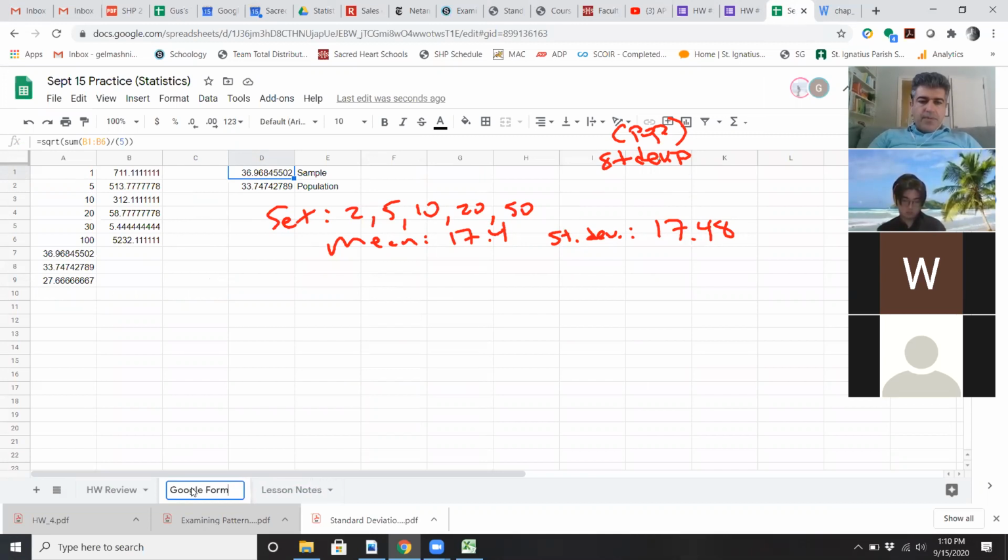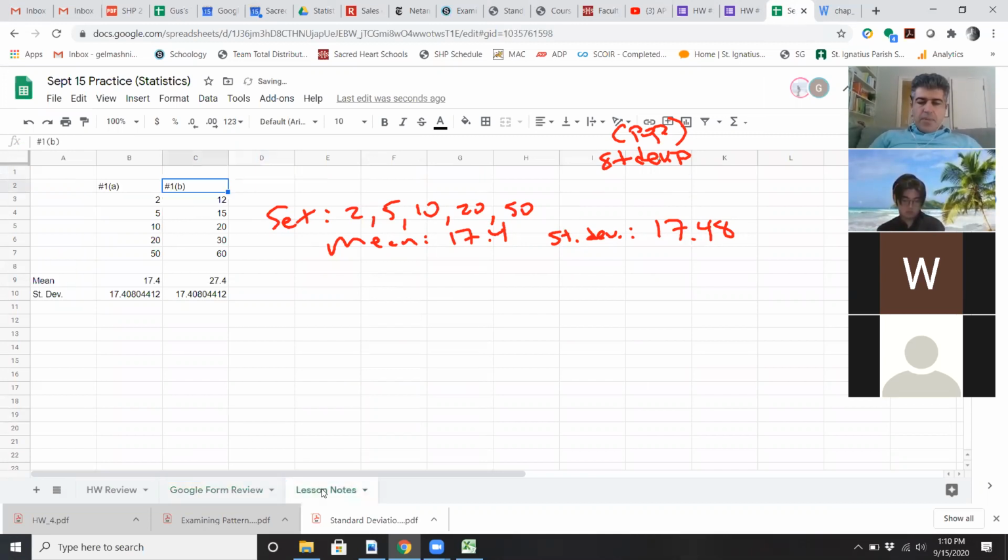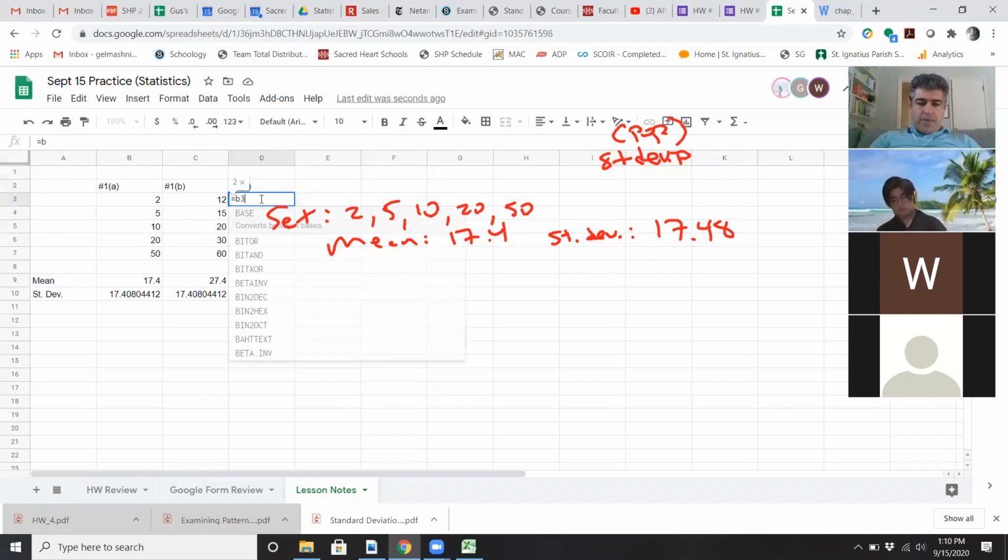Google form review. Just so it's labeled appropriately. Let's go and subtract maybe 20 from each of these. So I do equals B3 minus 20.